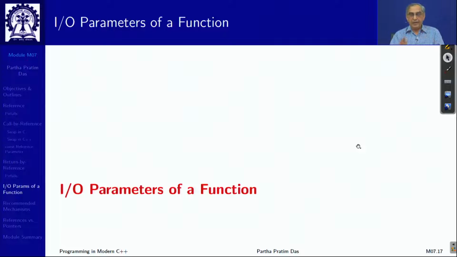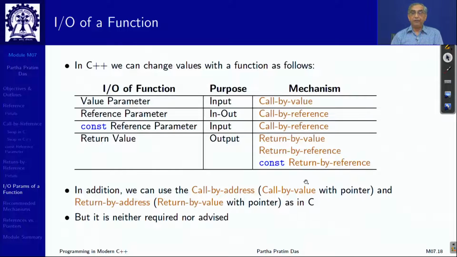So, if I summarize the input output parameters of a function, then these are the different possibilities. If it is a value parameter, then the purpose is input, and you can use call by value. If it is a reference parameter, then it serves as input as well as output, it is call by reference. If it is a constant reference parameter, then it is input only, call by reference in constant. And for a return value, you can have return by value, return by reference, or constant return by reference.